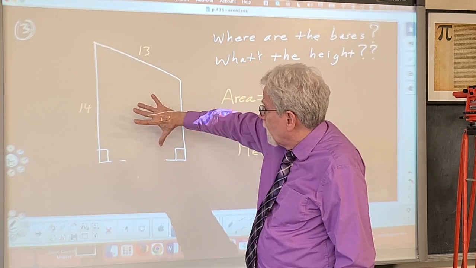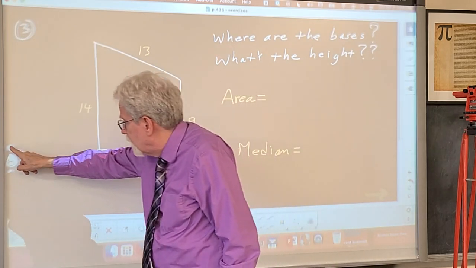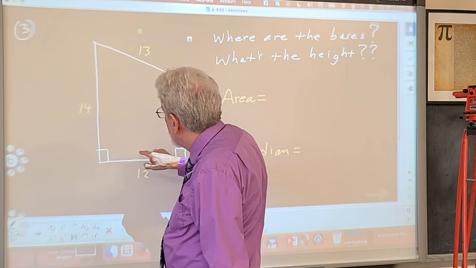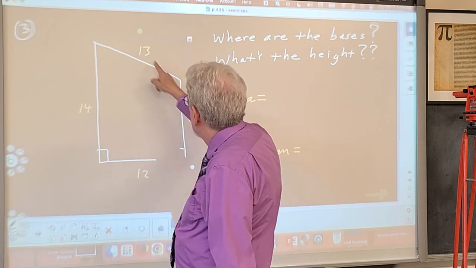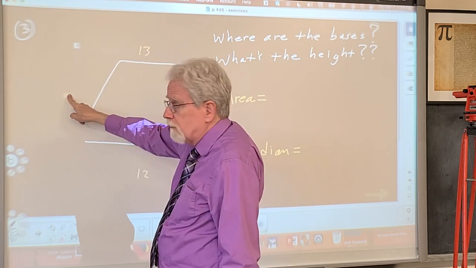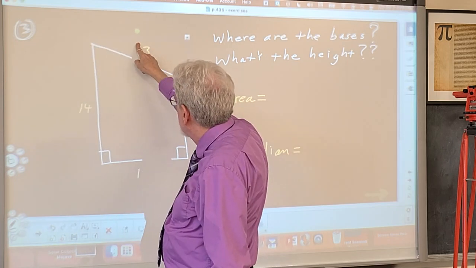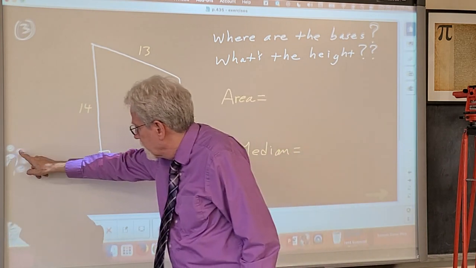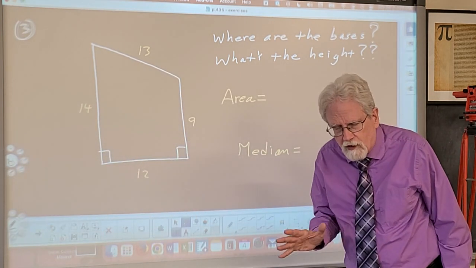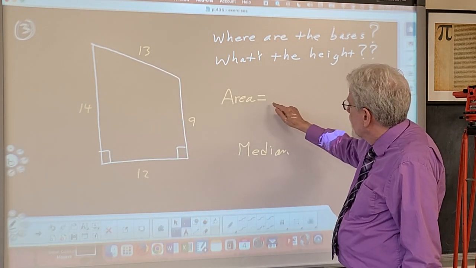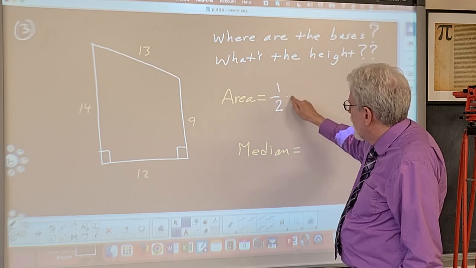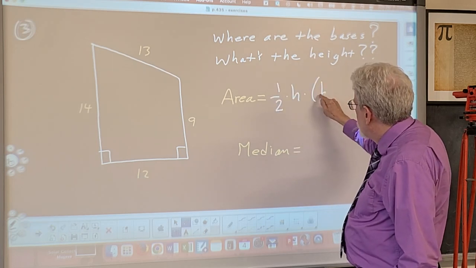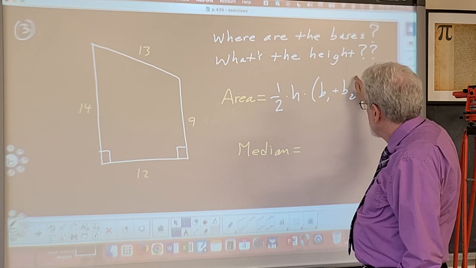If you want to turn this whole thing sideways to make it more obvious to you, feel free. Can I turn this sideways gracefully? No, I can't. Well, if you wanted to turn it sideways, turn it sideways. Flip your book around if you want to. So the area is, let's just pretend we don't know any shortcuts, okay? Area is 1/2 times the height times the sum of the bases, b1 plus b2.